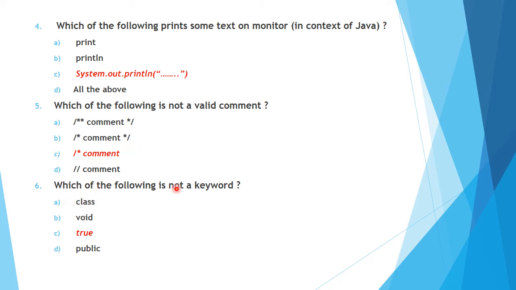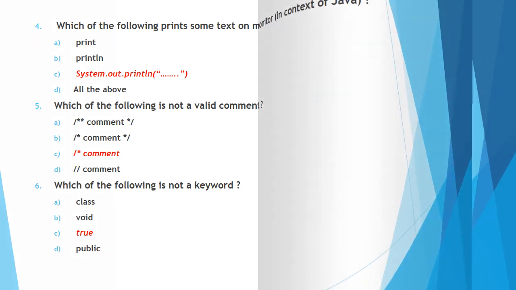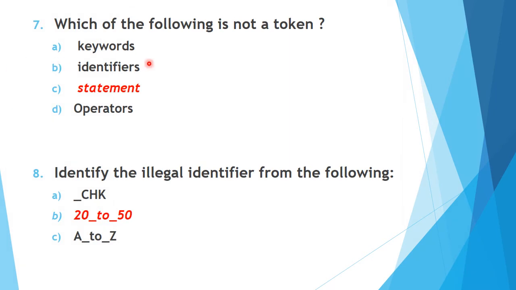Which of the following is not a keyword? Class is a keyword, yes. Void is a keyword, yes. But true, no. This is not a keyword. Public is also a keyword. So which is not a keyword? True.